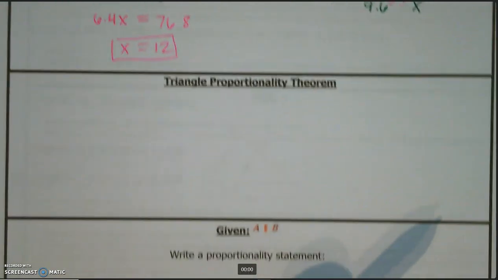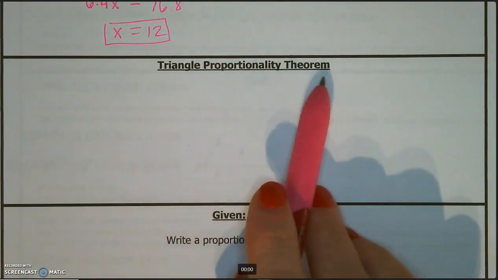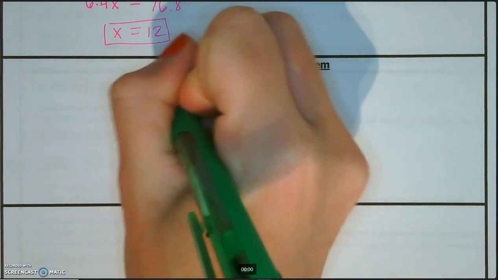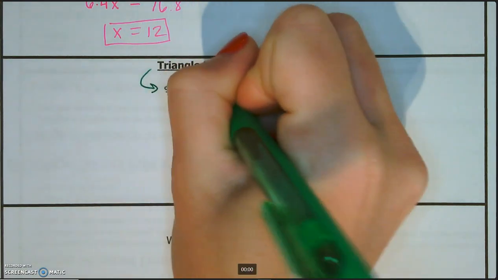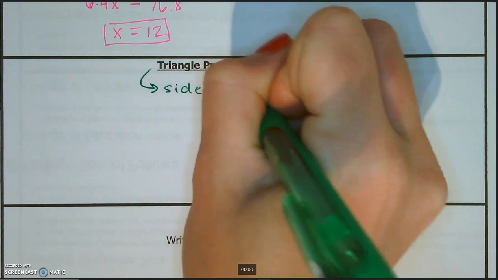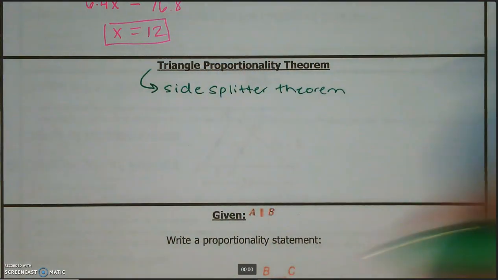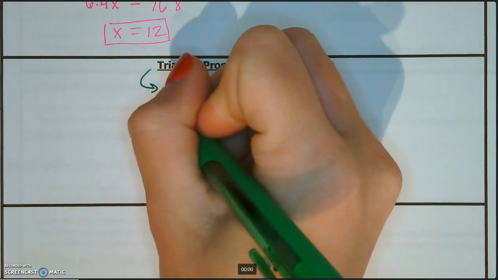Okay, the next theorem we're going to take a look at, the triangle proportionality theorem, is really just the side splitter theorem that we talked about yesterday, applied to triangles specifically.